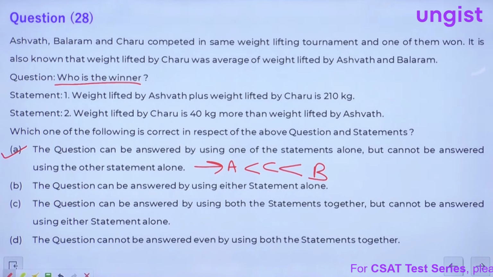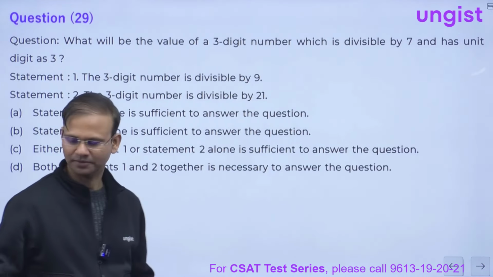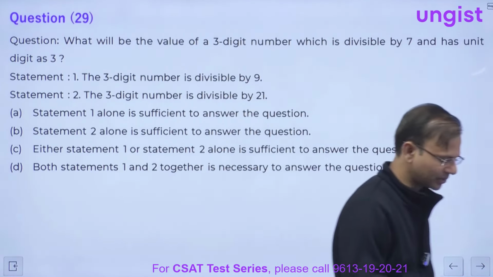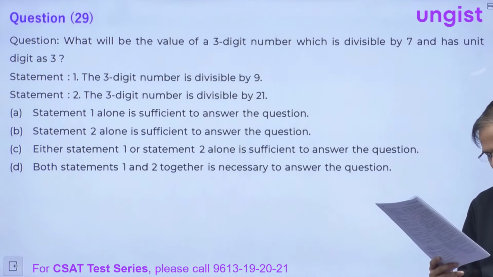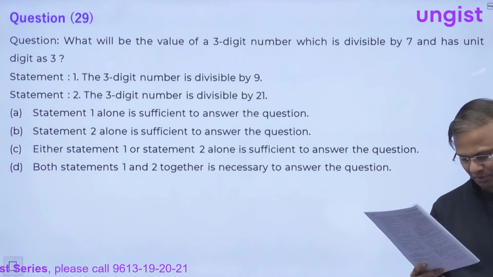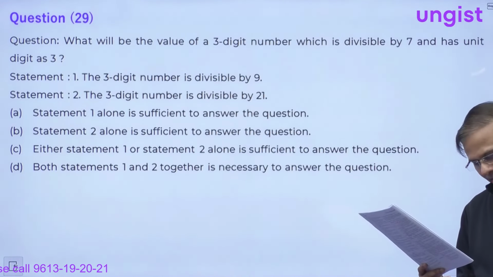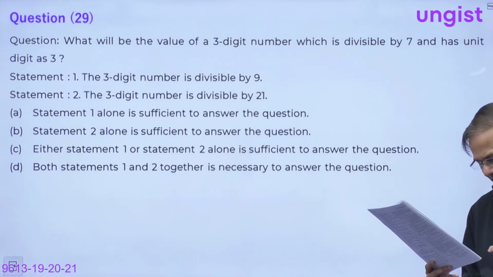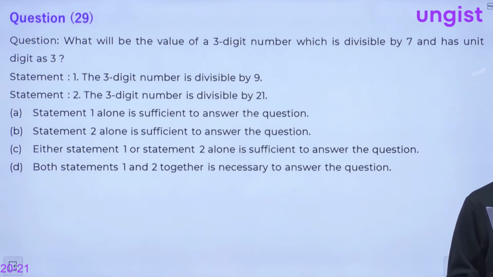Okay, let's go. Question number 29. Shall we remove this, guys? Question number 29. Guys, read this question. The question says, consider the two statements and the question. Read them carefully. Choose which ones are necessary to answer the question. What will be the value of a three-digit number which is divisible by 7 and has the unit digit as 3? Statement number 1: the 3-digit number is divisible by 9.